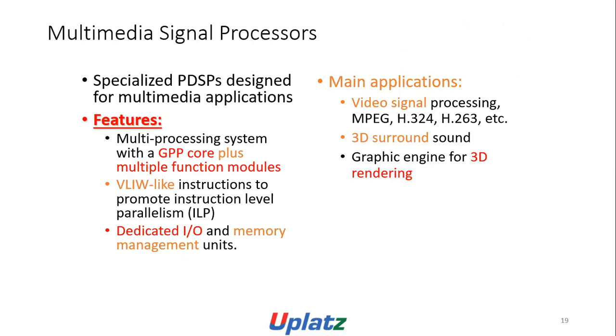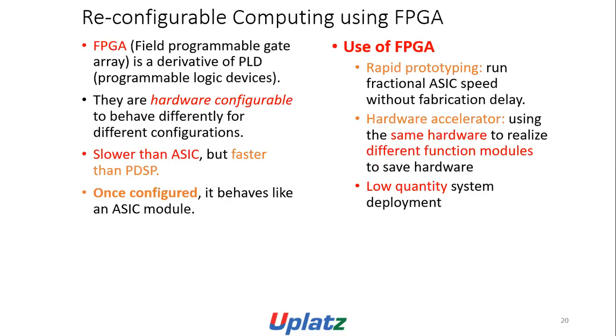Multimedia signal processors: a specialized PDSP designed for multiple applications, which is a multiprocessing system with a GPP plus multiple function modules. VLIW-like instructions promote instruction level parallelism, with dedicated IO and memory management units. Main applications are video signal processing, MPEG, H.324, H.263, etc., and a 3D sound and graphic engine for 3D rendering.